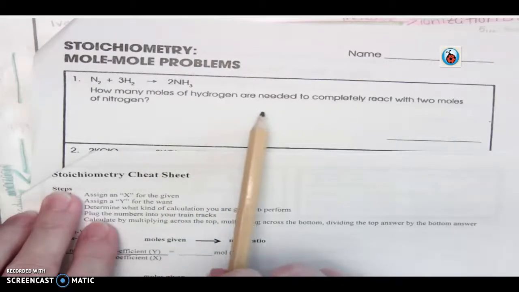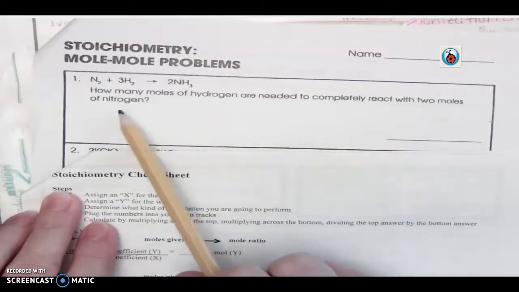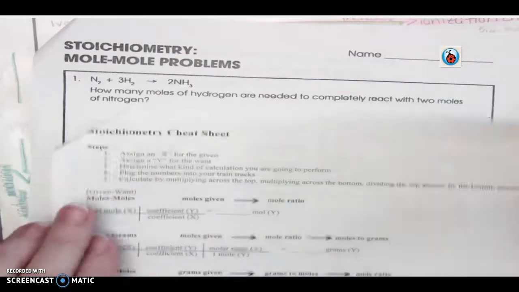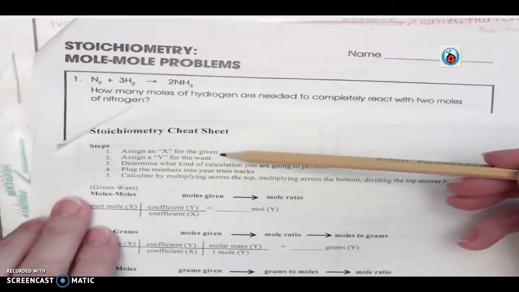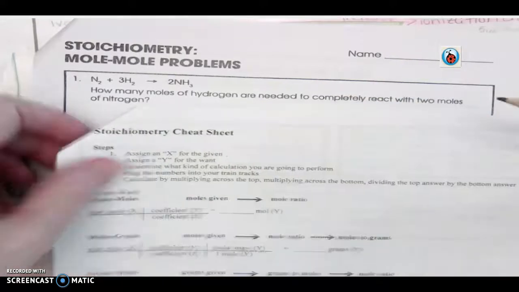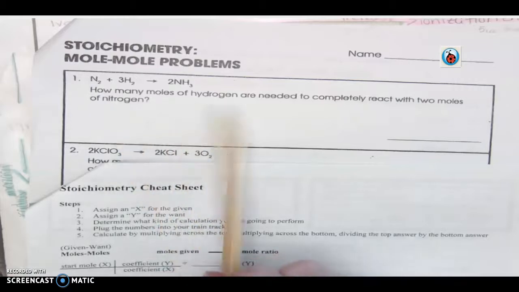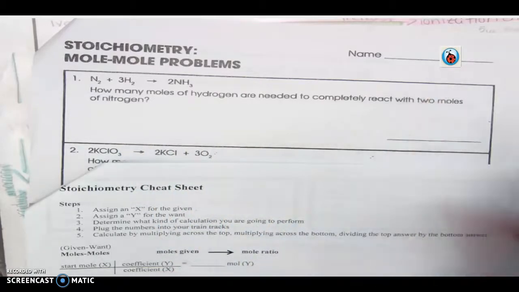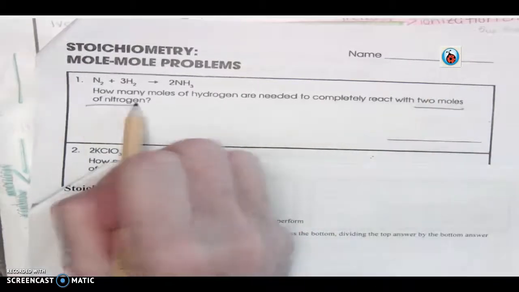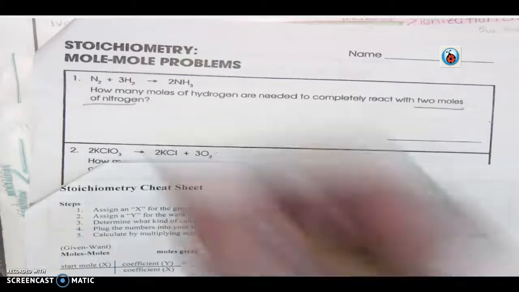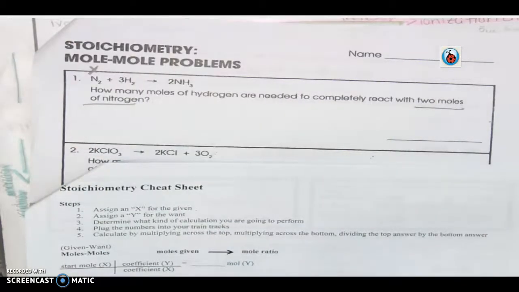How many moles of hydrogen are needed to completely react with 2 moles of nitrogen? Okay, so it says step number 1, we're going to assign X for the given. So what are we given? We're only given one thing in this problem. It says how many moles of hydrogen are needed to completely react with 2 moles of nitrogen. That's what we know. So above the nitrogen, I'm going to put an X because that's what I know.